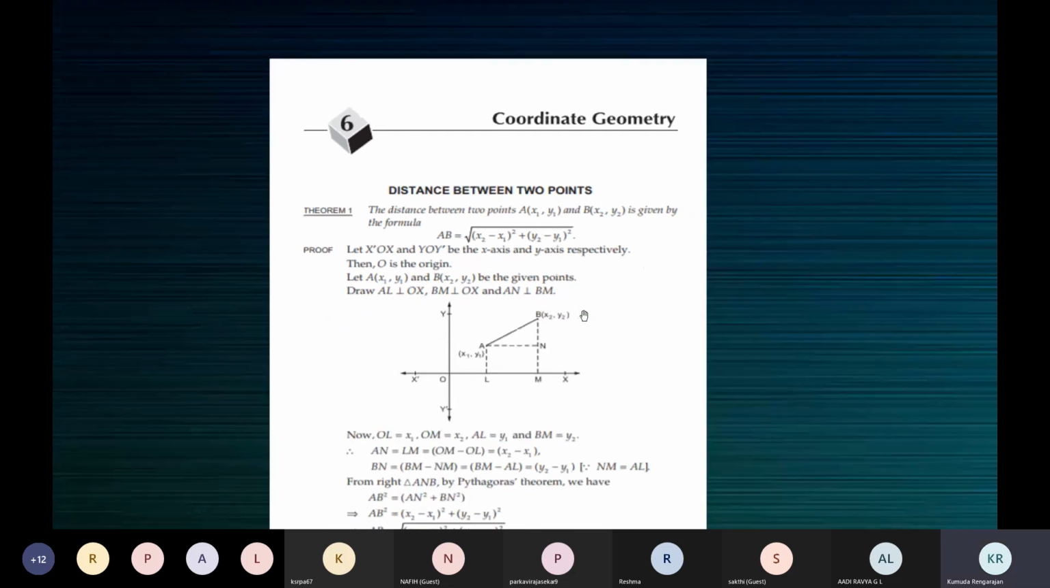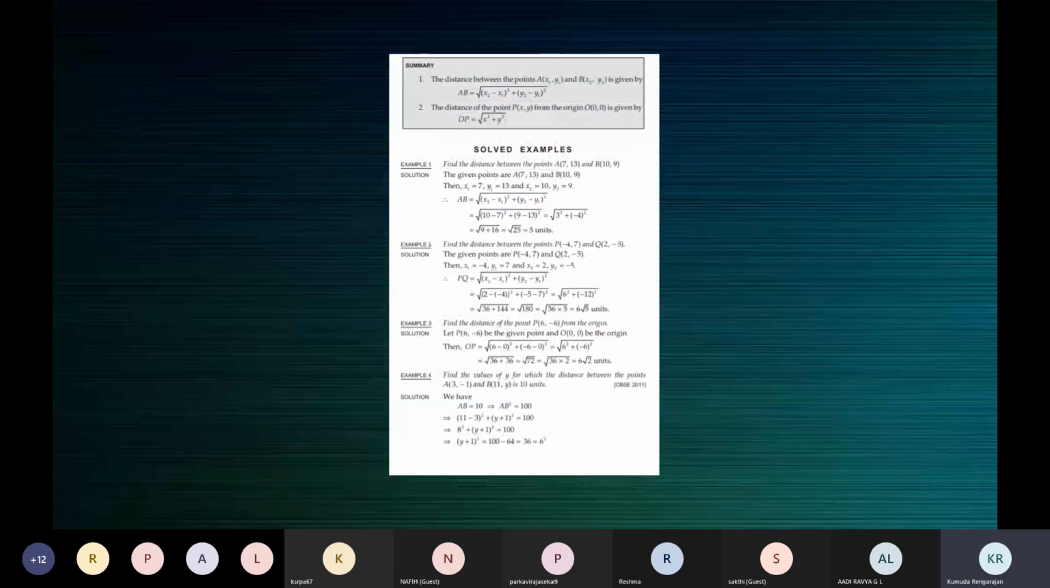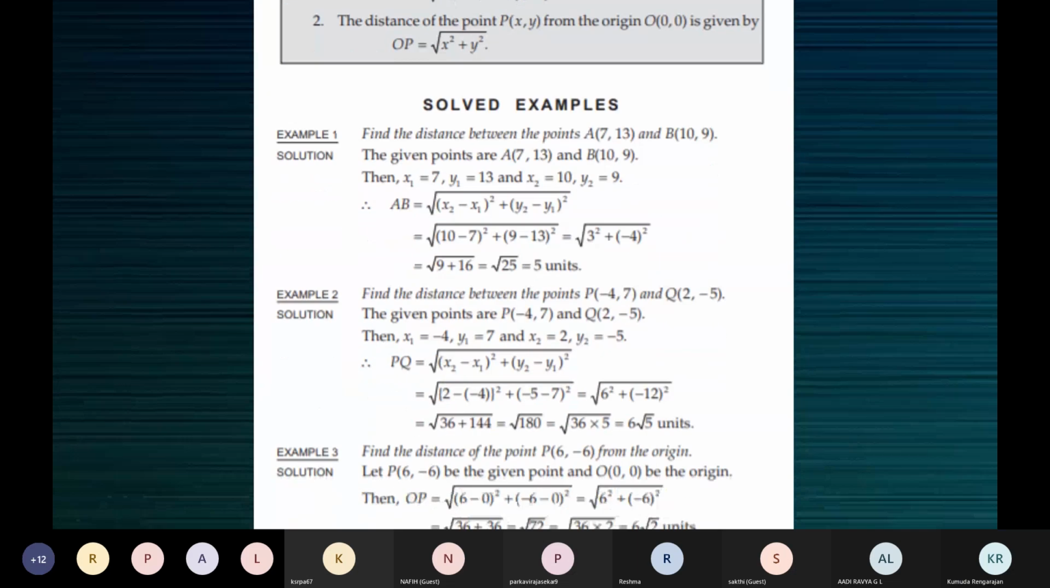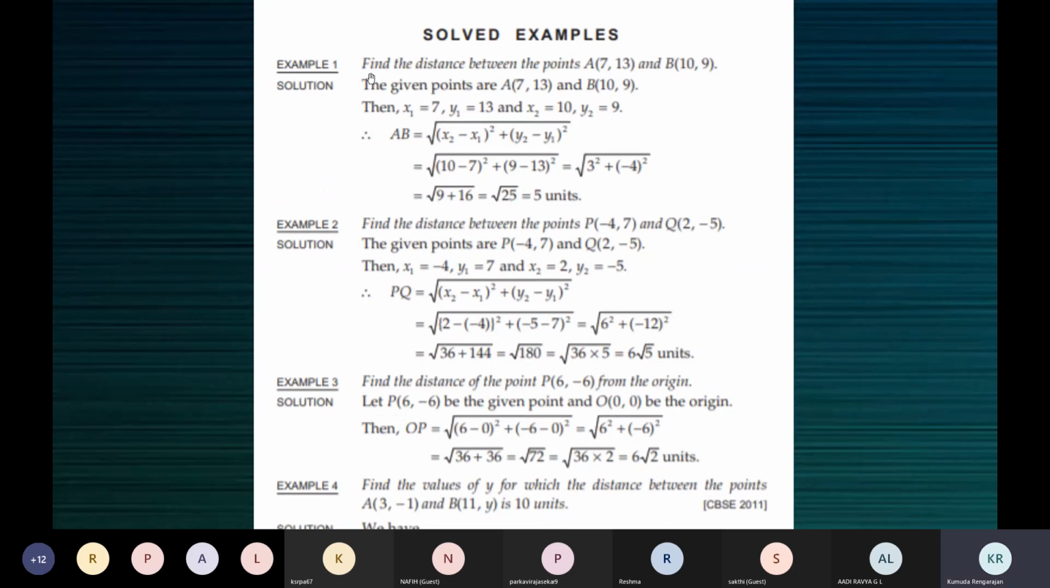Let's just see a numerical version so you understand it better. Here, children. Look at this one. Find the distance between the points. See, there are 2 points in the Cartesian plane.